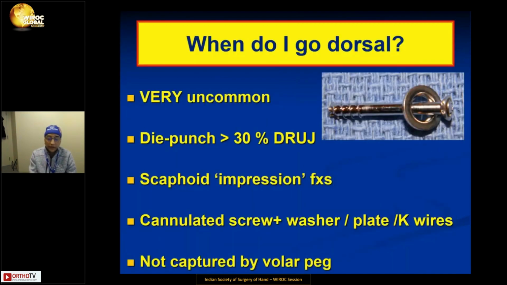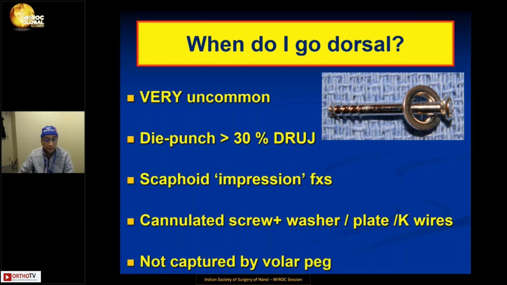So we know when to go columnar. We know how to do this through the same approach volarly. But is there a situation where I might go dorsally? Yes, of course. But it's very uncommon. I would say maybe 5 to 10% of the time. And that's usually when the die punch fragment, which we talked about, involves more than 30% of the DRUJ articular surface, and where I am not confident that I can get adequate purchase from my volarly placed pegs.